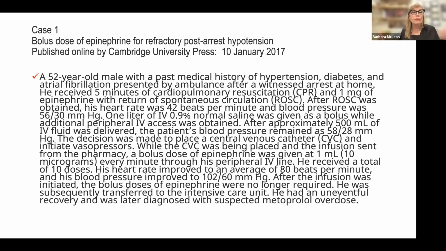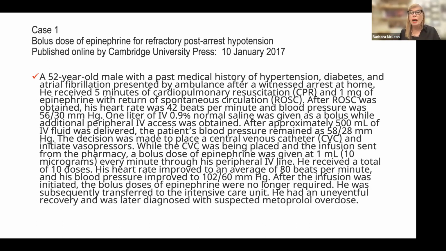So it's a really small dose. It's going to be flushed through there on the back of a fluid drip running at a higher rate. And he receives a total of 10 doses, which is 100 micrograms. Heart rate comes up to 80, blood pressure is 102/60. The infusion is initiated, and the bolus dose is no longer needed. He's now on norepinephrine. You could have put him on continuous epi or continuous norepi. He no longer needs his bolus dose.